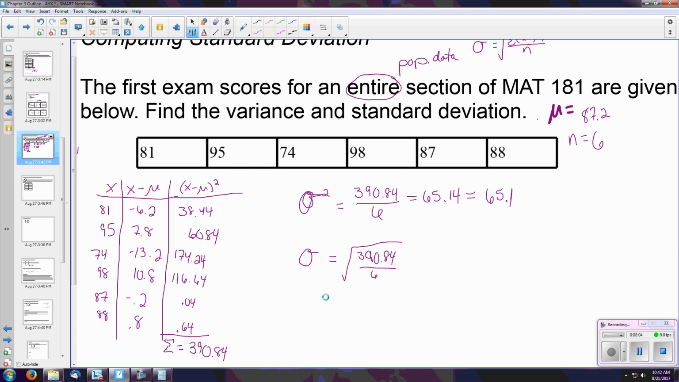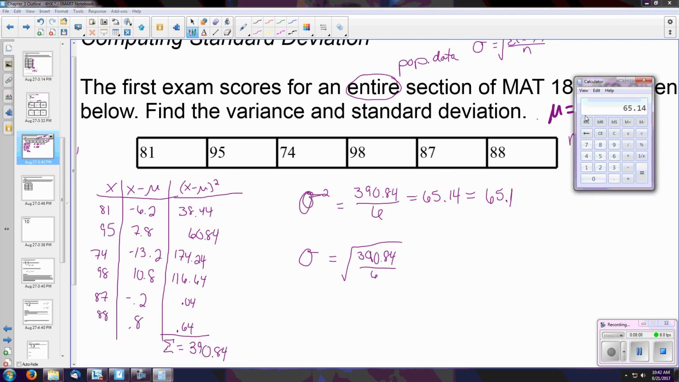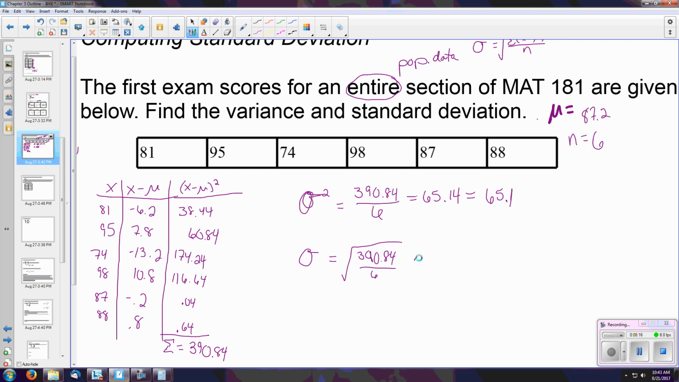Now, what I was saying before was for the sake of accuracy, you cannot use this rounded number in this problem. However, since it's exactly 65.14, if I go back to my calculator here, I'm going to go ahead and take the square root of that number, which gives me 8.0709. So this is approximately 8.0709. At this point, if you want to round, that would be 8.1.